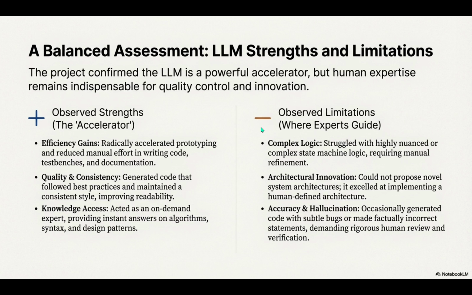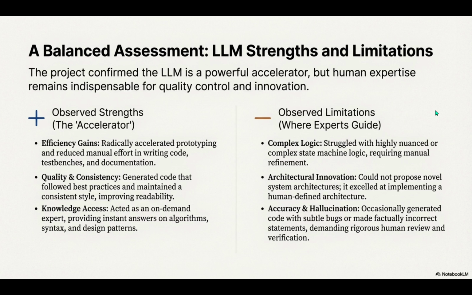First, complex logic. The LLM really struggled with nuanced or intricate state machines. It often generated code that was buggy or just overly verbose, and it needed a human to come in and simplify it. And second, this inability to innovate. That's a crucial one, architectural innovation. The LLM was brilliant at implementing a human defined architecture, that blueprint from step 2, but it simply could not propose novel system architectures itself. It's just remixing what's in its training data.